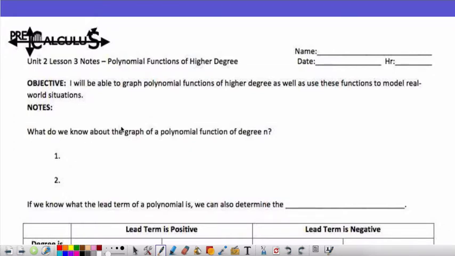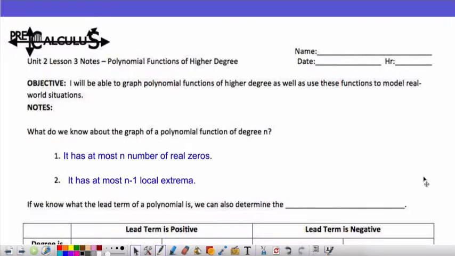All right, so what do we know about the graph of a polynomial function of n degree? Well, it's really what I know, and I'm going to now share with you. Okay, it has at most, so operative words here, at most, n number of real, this is also important, real zeros, and it has at most n minus 1 local extrema, so max or min. So I'm saying real zeros because we're going to get into imaginary zeros or complex zeros eventually, but at most, real zeros where it crosses the x-axis.